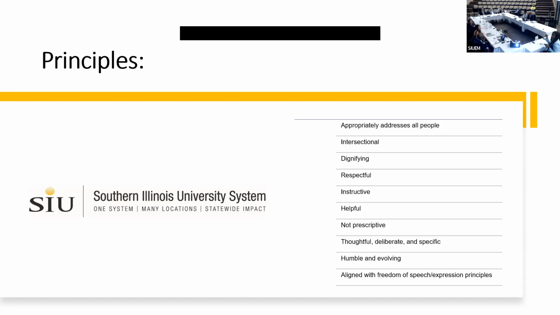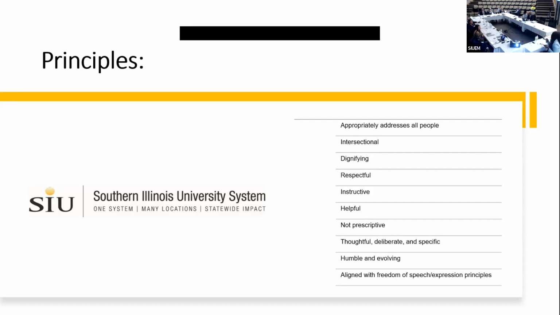Also, the document will be evolving, so we recognize that language is fluid and constantly being updated. The committee that helped implement this will look at it on an annual basis to make sure that our verbiage is accurate and that we're communicating well to our campus constituents. And the last thing is that it is not prescriptive and it is aligned with freedom of speech principles.